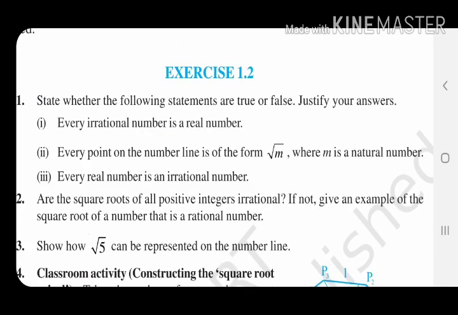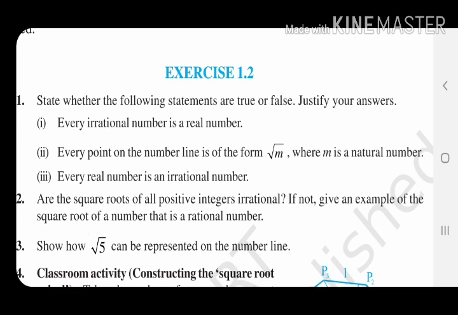Next we will go to our Exercise 1.2. The first question: check whether every rational number is a real number. I have discussed every point. Check the second bit: every point on the number line is of the form √m, where m is a natural number. True or false? You will say, sir, 9 is a number, root 9 is 3. Yes, it is possible. But I have said earlier, the statement will be true only if it is always true.